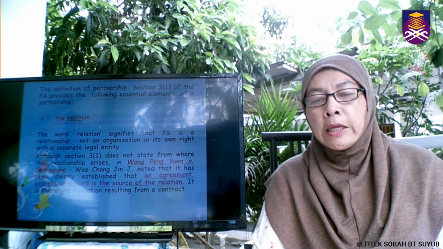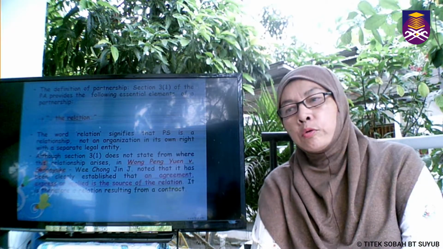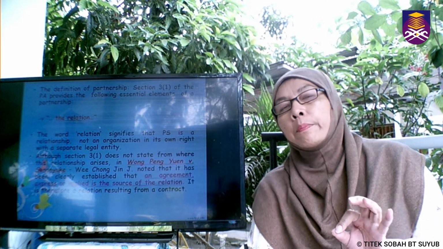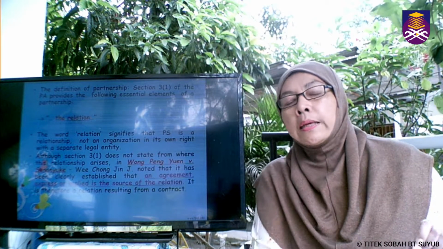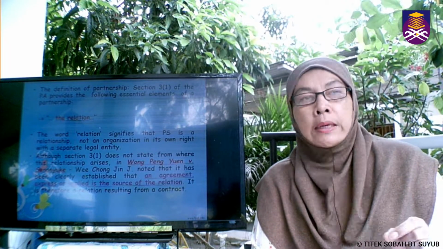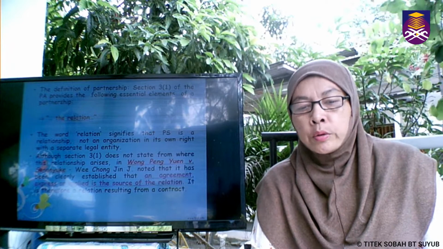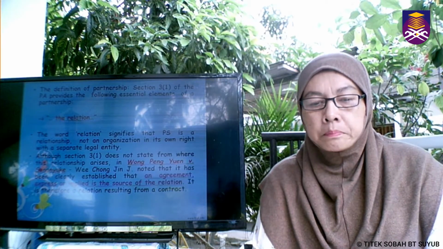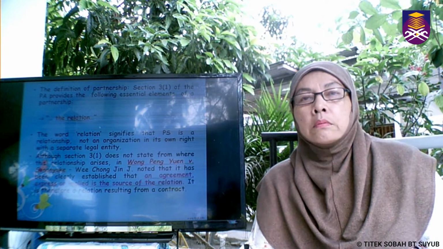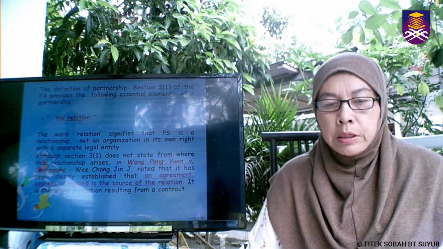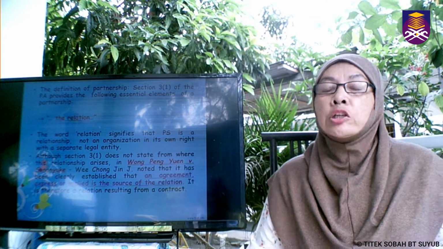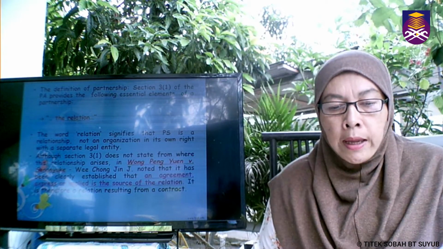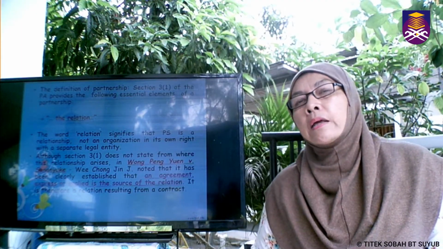Okay, so this definition under section 3, I have informed you earlier that there are certain words which I've underlined, and those words are very important because they are the elements of partnership. The first word that I underlined is the word relation. This word relation inside section 3 shows that a partnership exists because of contract. This relation occurs from contract. How can we say that it arises from a contract?